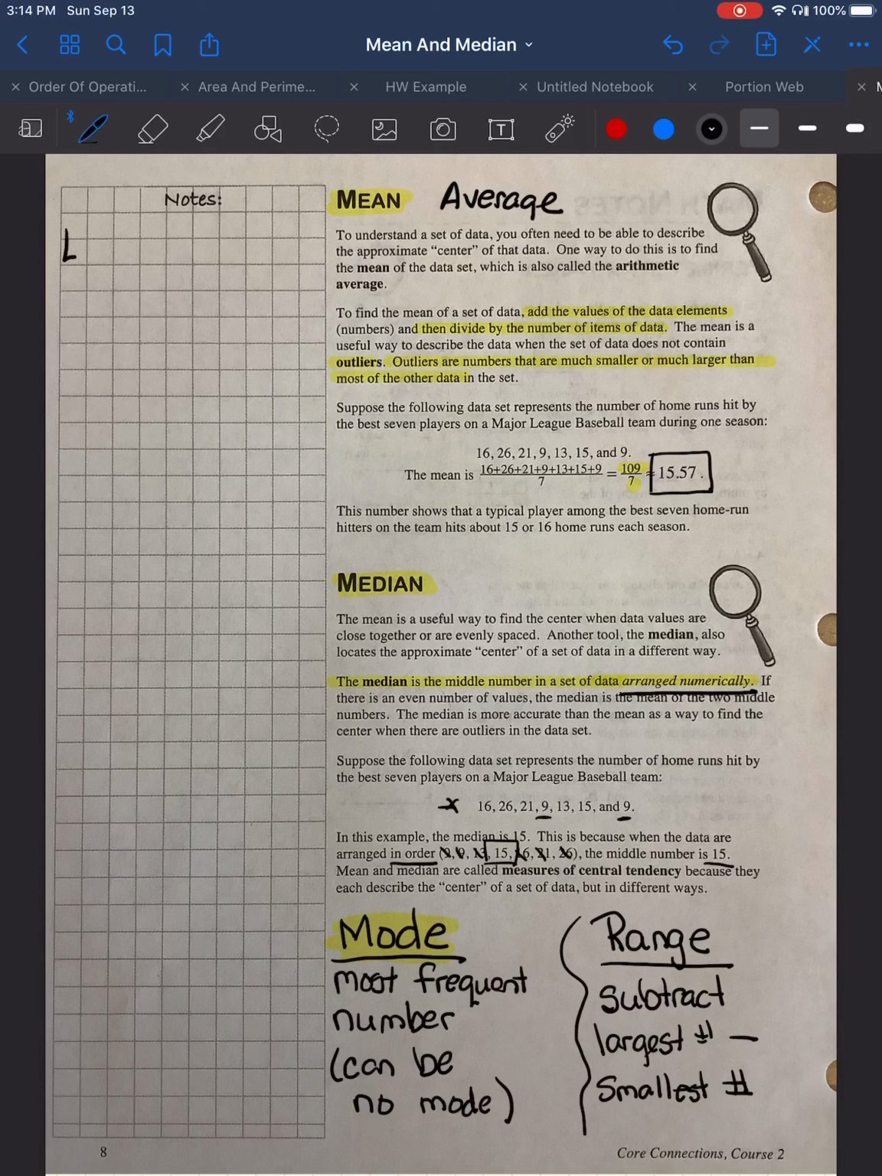So we're going to do an example here with a data set. And my data set is 6, 3, 4, 6, 1, 5.